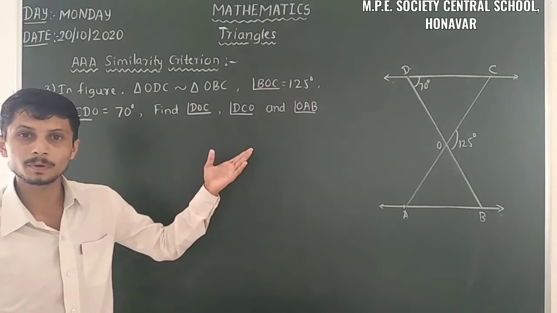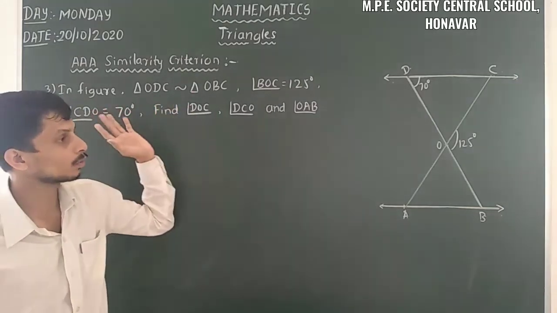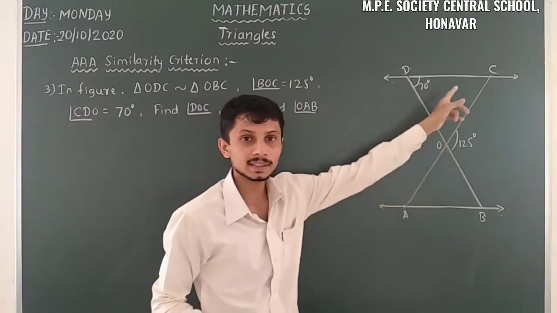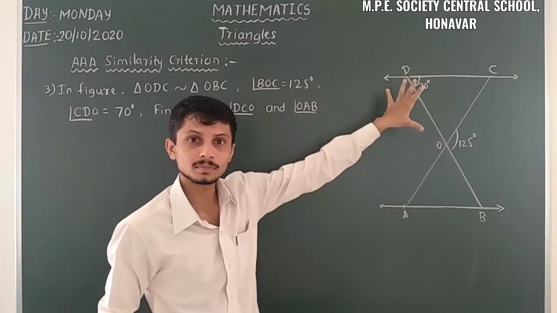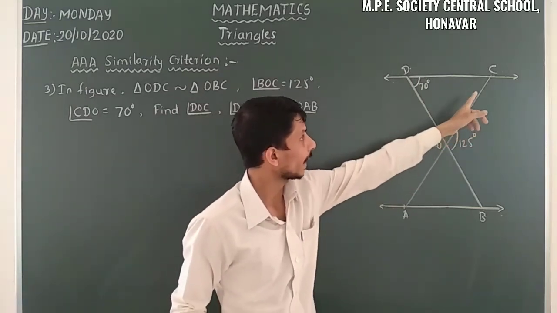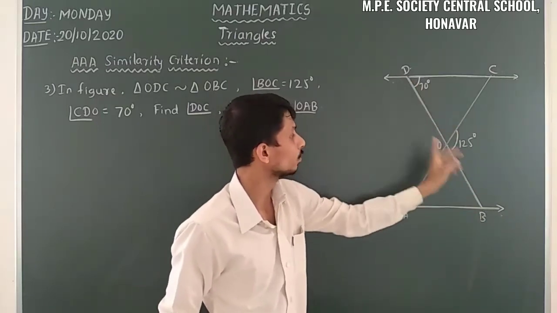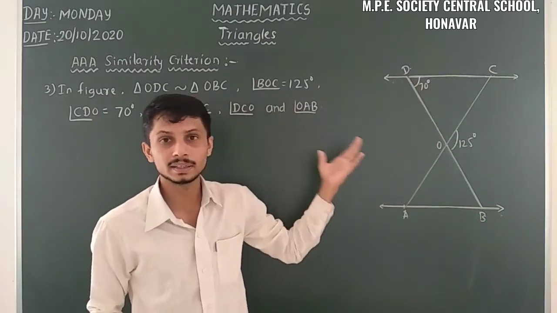It is a very simple problem. It is given that triangle ODC is similar to triangle OBC. That means here we have intersecting lines under some parallel lines. It is given that angle COB is equal to 125 degrees and angle CDO is equal to 70 degrees.